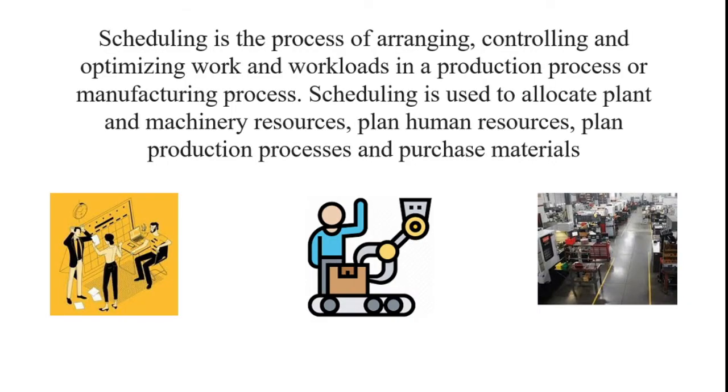Before going into the topic, what is scheduling? Scheduling is the process of arranging, controlling, and optimizing work and workloads in a production process or manufacturing processes. Scheduling is used to allocate plant and machinery resources, plan human resources, plan production processes, and purchase materials. For this reason, industries are utilizing the scheduling process.